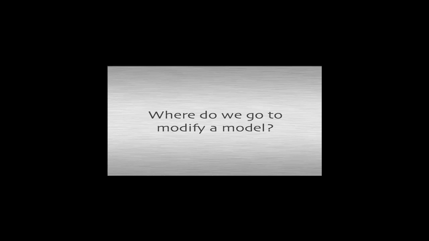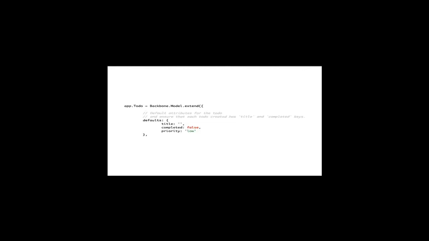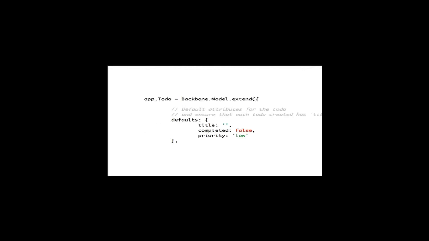Where do I go to modify a model? Is it in the view? No, it's in something called model. Shocking. So we come in here and look what I did. I added a new attribute. My God, so complicated. Priority, I'm going to default it to low. You may provide a different default depending on the kind of to-do system you're creating.